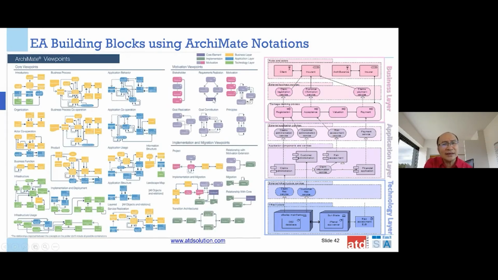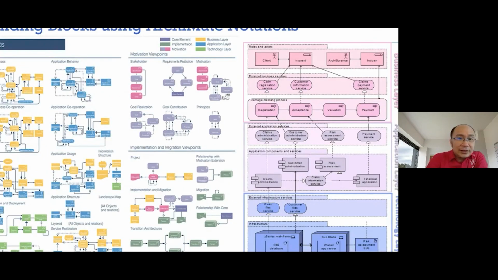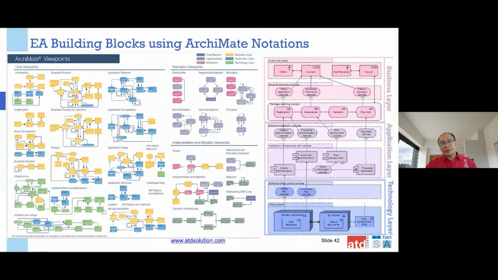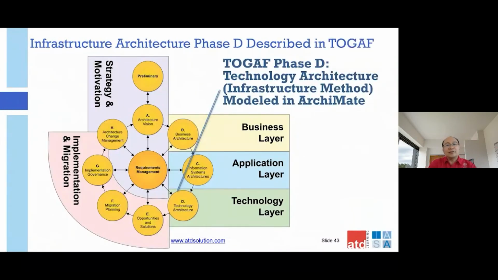So on the left-hand side here, as you can see, these are the so-called ArchiMate model elements that have a few layers here. Let me see whether I can enlarge. Yes. You need to understand the core element. Core element means critical to the enterprise. Then there are implementation, motivation, business layer, application, and technology layer. All the colors represent a certain aspect of the enterprise. I will not be going through the detail because there is a training program to teach you how to do this. Let me give you the next example.